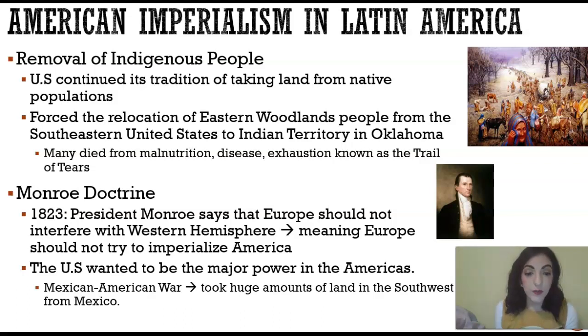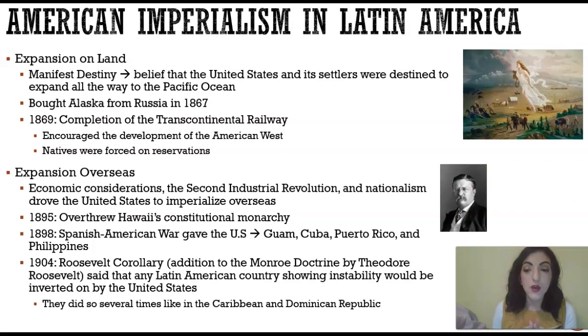So, for example, you have the Mexican-American War. They took huge amounts of land in the southwest from Mexico, which is Texas today. I'm trying to change the next slide. You also have an expansion of land, which was a belief in manifest destiny. That's what I was getting at.